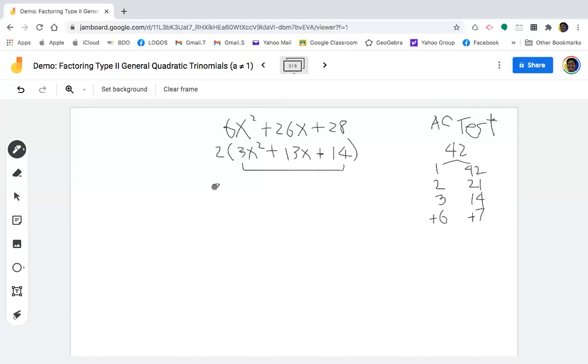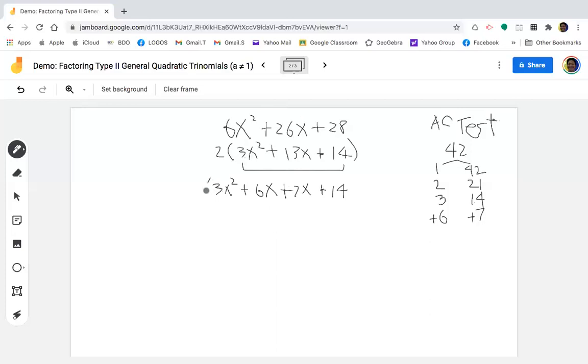Now, this is the process. We rewrite the expression. So we just copy the first term, but we have to split the middle term into two parts: 6x plus 7x. That came from the factors that we derived here. Notice that if you add 6x plus 7x, you get 13x. So we haven't really changed the value of the expression. All we did was we split the middle term into two terms.